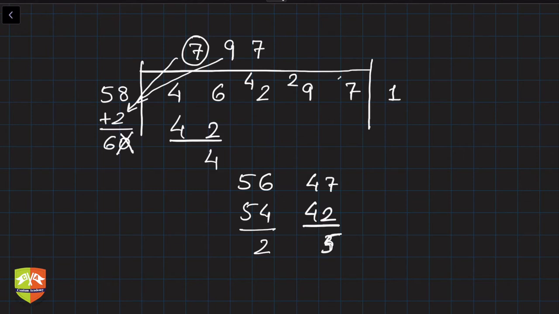5 is left. This 5 comes and sits here. So it's 57 plus 14. 57 plus 14 is 71. So let's write 71. And again divide.